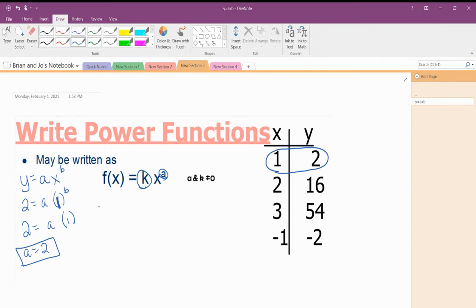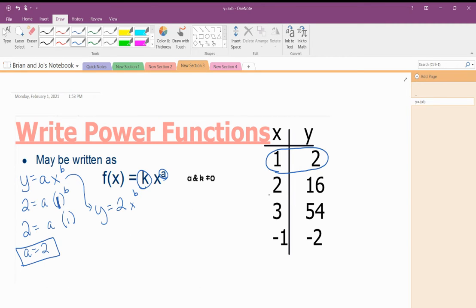Once I have that, I can start over. So now I'm going to go back and rewrite this right here, but I'm going to fill in what I just learned. I just learned that a is 2, x raised to some power. So now I'm going to work on finding that power, that b.